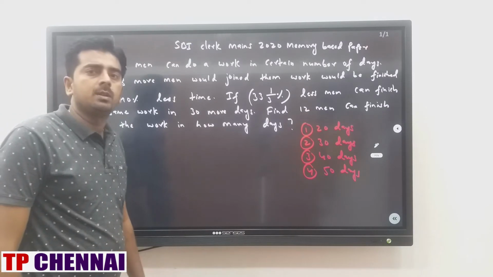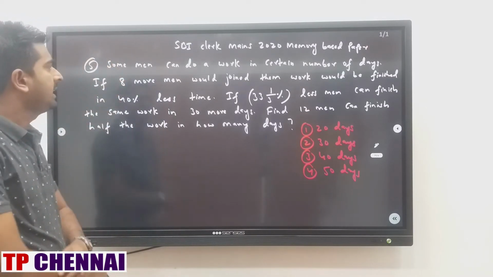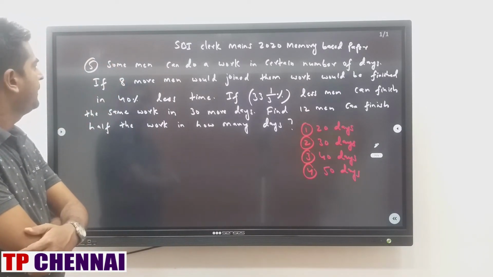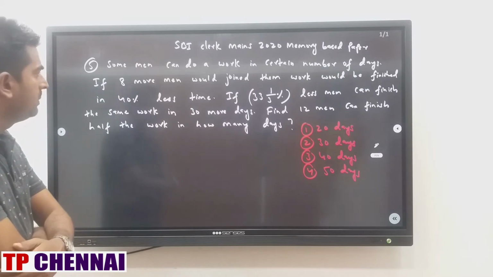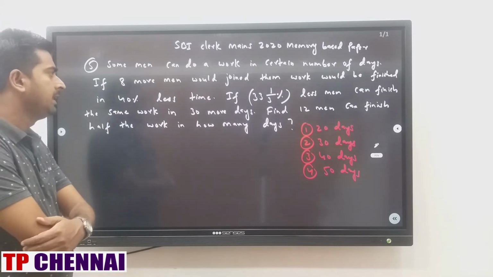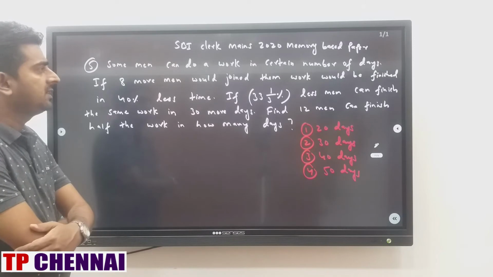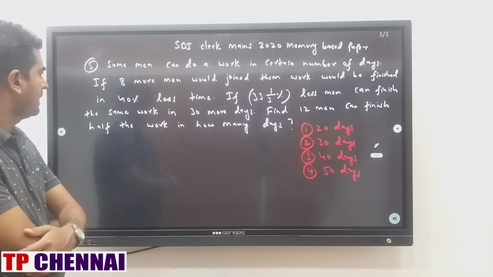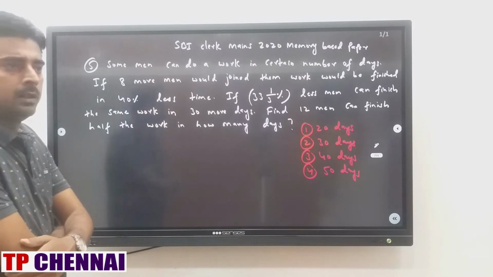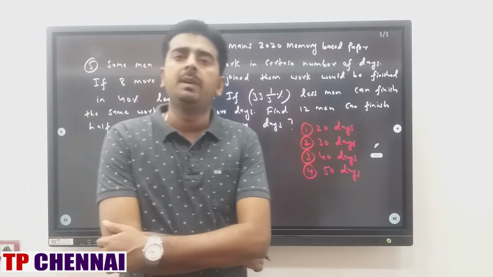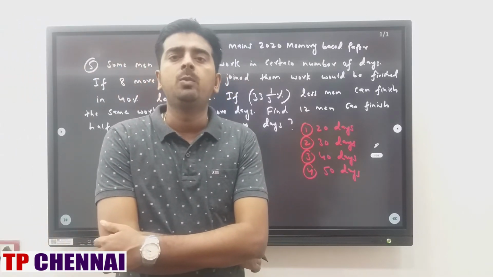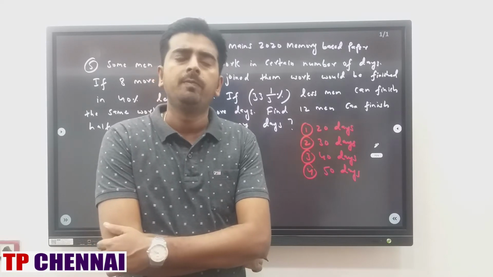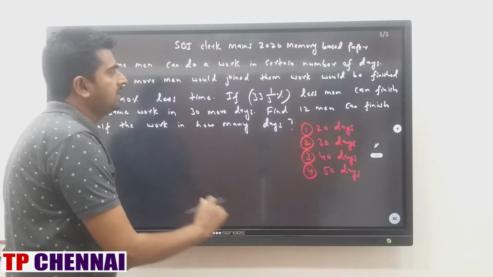So now we will see question number 5. Some men can do a work in a certain number of days. If 8 more men would join them, the work would be finished in 40% less time. If 33 1 by 3% fewer men can finish the same work in 30 more days, find in how many days 12 men can finish half the work. This question can be solved by the M1 D1 method. You know very well M1 D1 by W1 is equal to M2 D2 by W2. That is one way. The second way is the ratio method.